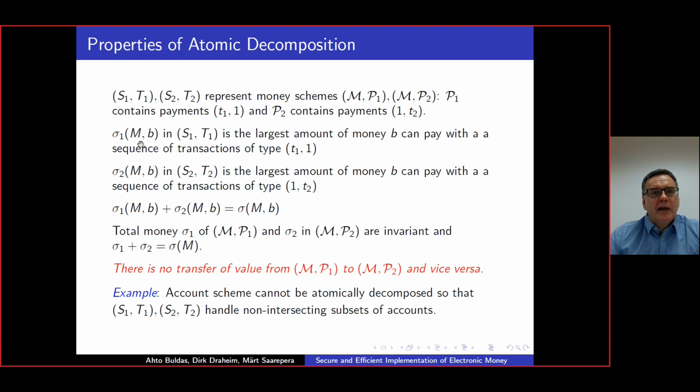We can define sigma 1, the money of B owned in the first component, as the largest amount of money B can pay with a sequence of transactions of this type. And the same in the second component, how much B can pay with transactions of this type. We can show that the sum of those two ownership components is equal to the sum of money B has in the original scheme.